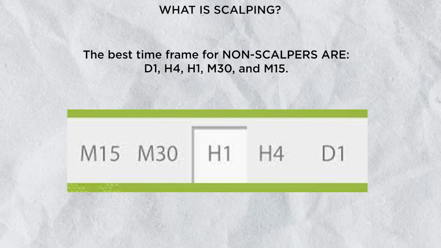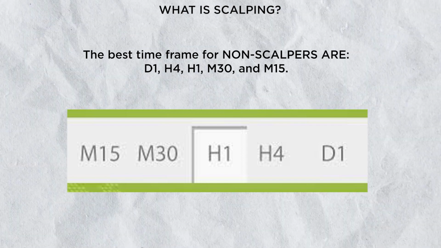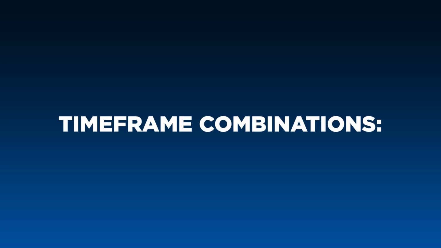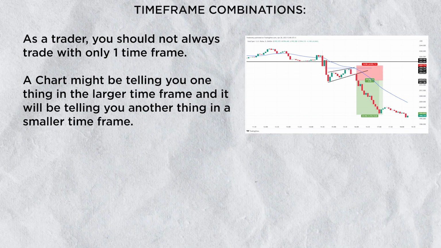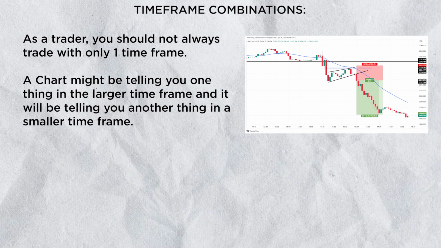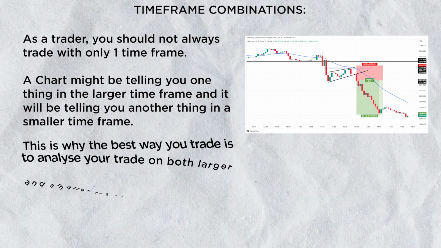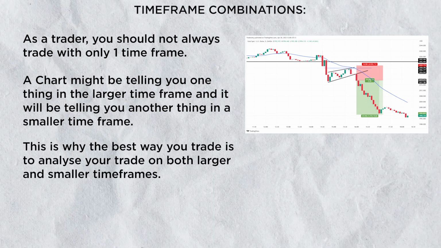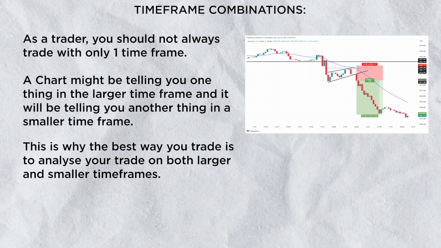The best time frames for non-scalpers are D1, H4, H1, M30, and M15. Time frame combinations. As a trader, you should not always trade with only one time frame. A chart might be telling you one thing in the larger time frame, and it will be telling you another thing in a smaller time frame. This is why the best way to trade is to analyze your trade on both larger and smaller time frames.